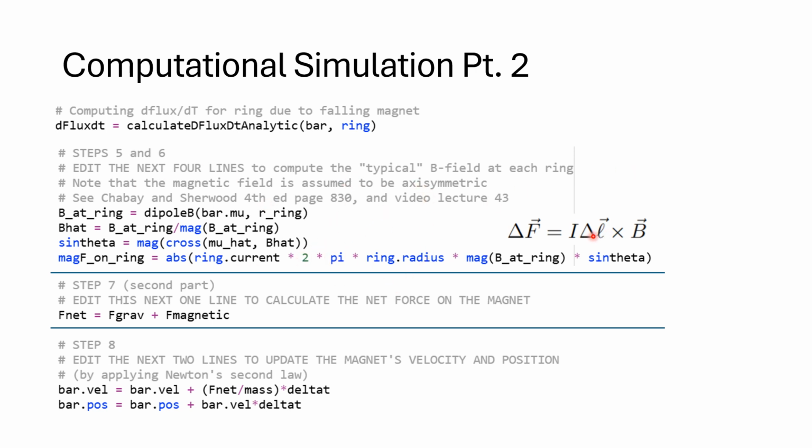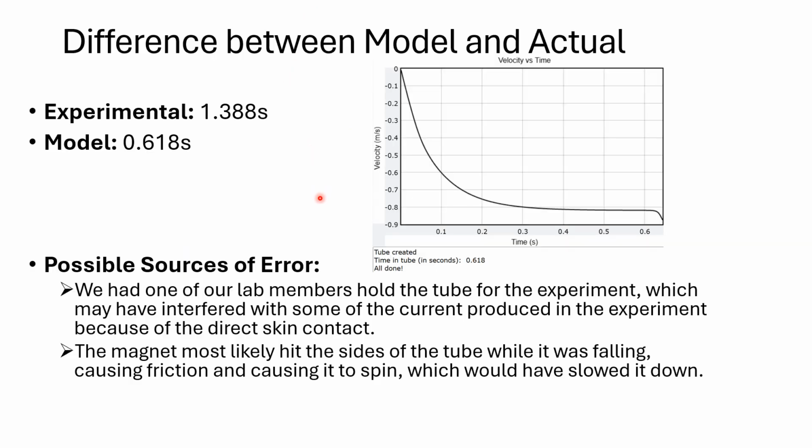We can translate this into code, and then to find the net force, we simply add the gravitational and the magnetic force. Finally, we update the velocity of the magnet and its position with standard kinematics. In our model, this shows the velocity of the magnet with respect to time, and you can see it drops off towards a constant and then increases as it exits the tube. With our simulation, we calculated it to be 0.618 seconds.